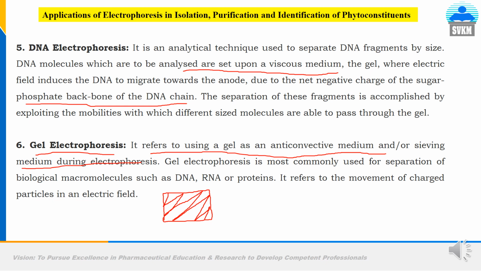Now if I prepare a proper sieve here with the help of a blade or knife, then I can get the wells over here, and these wells help in the proper separation of the compounds. So this is the whole gel on which I have to apply the sample, and then the electric current is passed, and therefore it facilitates the separation of major biological macromolecules of plants: DNA, RNA, and proteins. It refers to the movement of charged particles in an electric field.